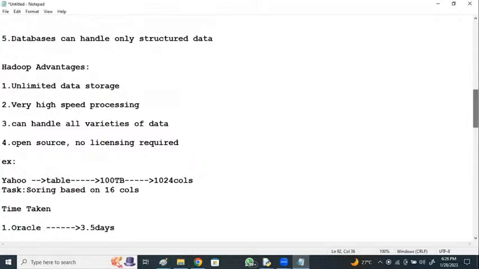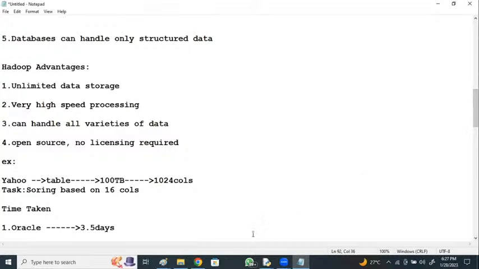So if we talk about Spark, right? Spark is a very high speed processing technology, used currently, and it has got great demand in the market. The tool has got great demand. About this Spark, its advantages and features, I'll be demonstrating all this in tomorrow's session, right?